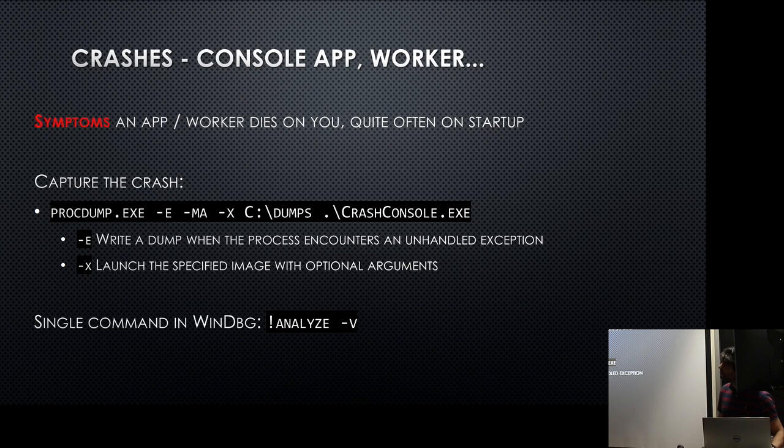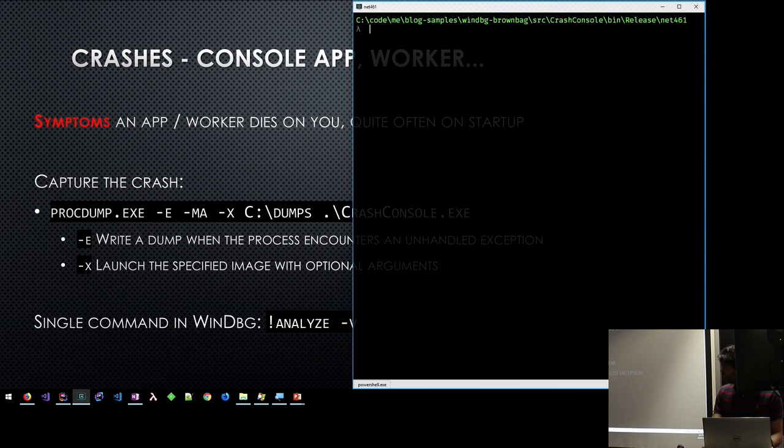So first one, which is very common: crashes. That quite often happens on console apps or workers or Windows services. The app starts and it dies straight away, and you're wondering, maybe a config is missing, maybe a DLL is missing, maybe it's trying to reach something. And the problem is also often you have completely meaningless information to go on.